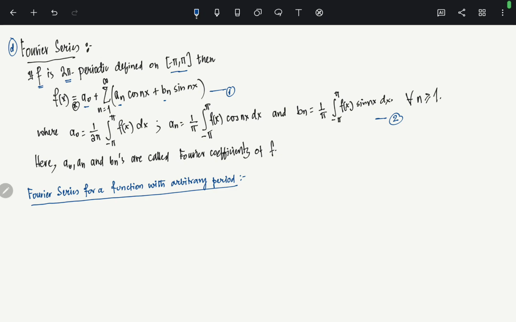Welcome students to this fourth part of lecture 1, and in this part we are going to talk about the Fourier series for a function with arbitrary period.